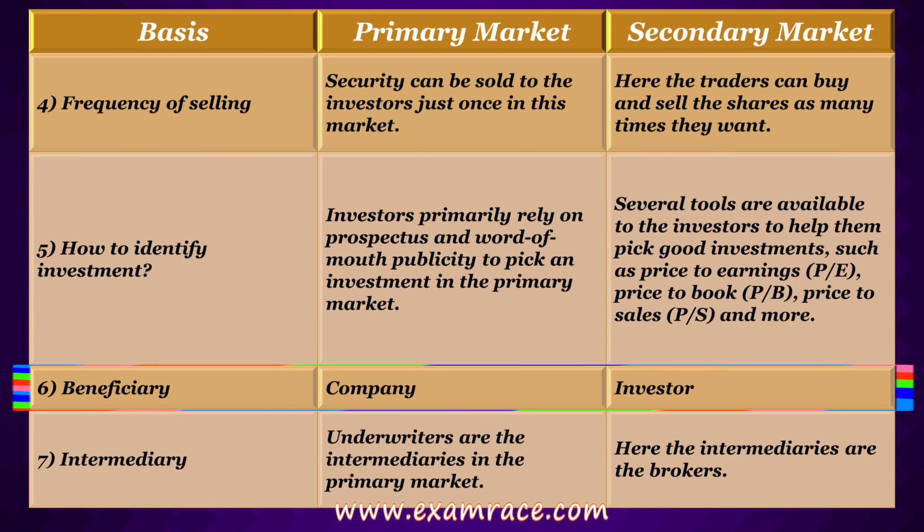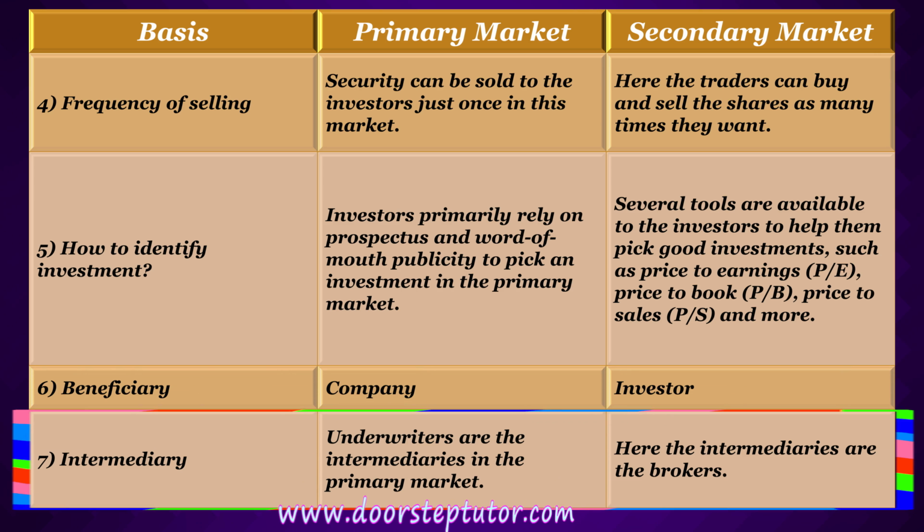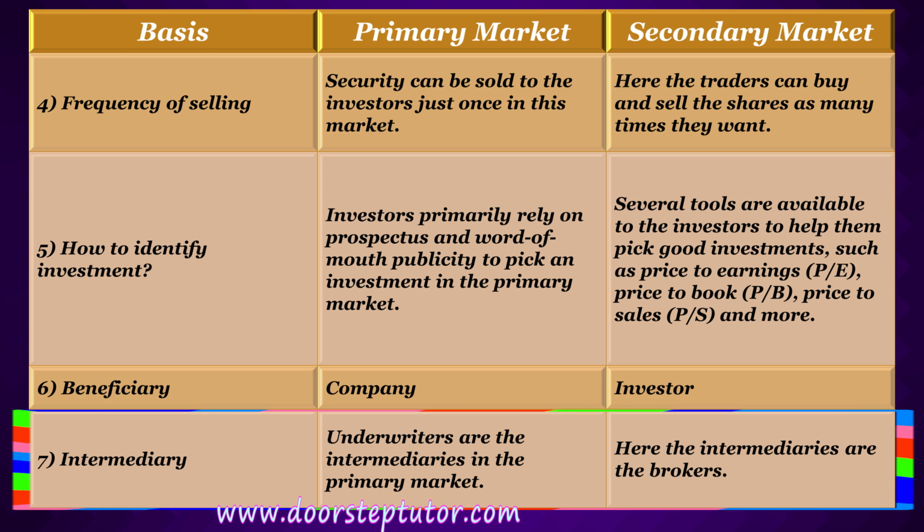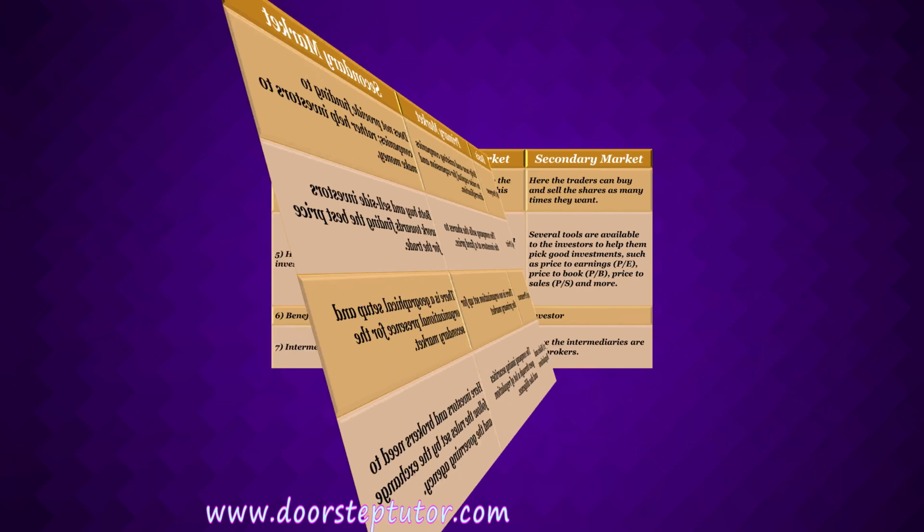Next is beneficiary. In the case of the primary market, the issuing company is the beneficiary, whereas in the case of the secondary market, the investors are the beneficiary. Next is intermediary. In the case of the primary market, the underwriters are the intermediary, and in the case of the secondary market, the brokers are the intermediary.